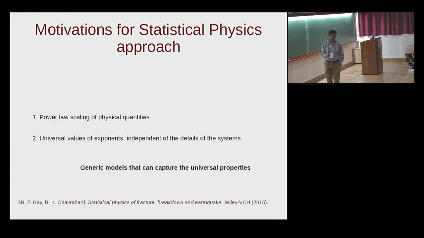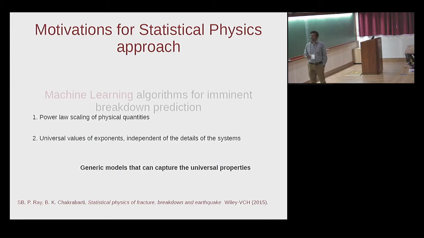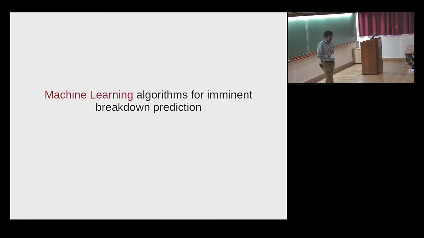The basic motivation for applying the statistical physics approach in these sorts of problems is that there are power law scalings of physical quantities, and the exponents that we get are universal and largely independent of the details of the system. I have only shown one example, but there are plenty of others. So the hope is that there could be some generic models that could capture the essential properties of these failure processes. However, the aim today is to see if a machine learning algorithm can predict such failure. The reason I mentioned the model is that it would be useful to train the algorithms using models, if the models can capture the failure properties.